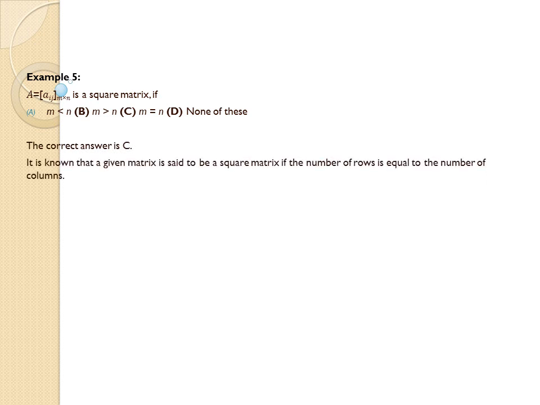A equals matrix of a_ij, an m cross n matrix, is a square matrix when: m less than 1, m greater than 1, m equals n, or none of these. The correct answer is when m equals n. It is a known fact that a given matrix is said to be a square matrix if the number of rows equals the number of columns. So m denotes the number of rows and n denotes the number of columns. So only when m equals n can this be a square matrix.